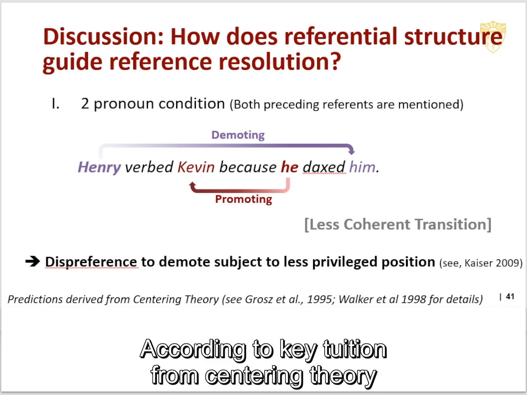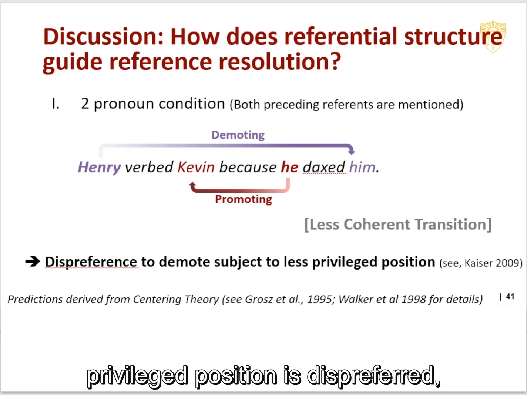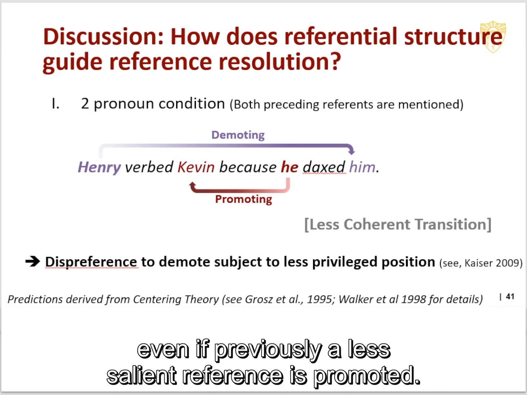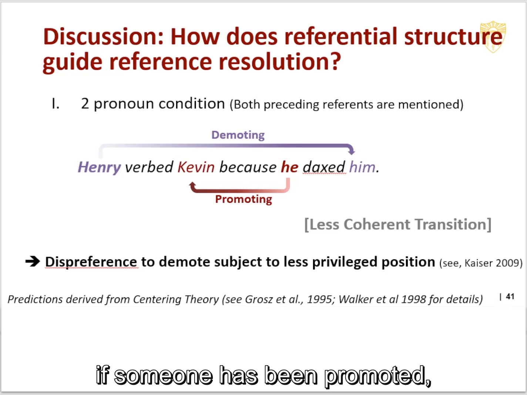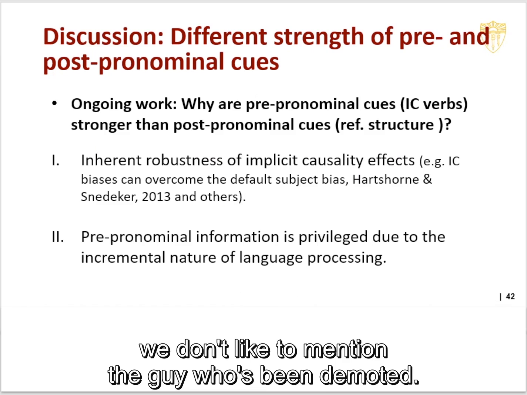According to a key intuition from centering theory, it is because demoting the salient reference to a less privileged position is dispreferred if a less salient reference is promoted. In other words, if someone has been promoted, we don't like to mention the guy who's been demoted.